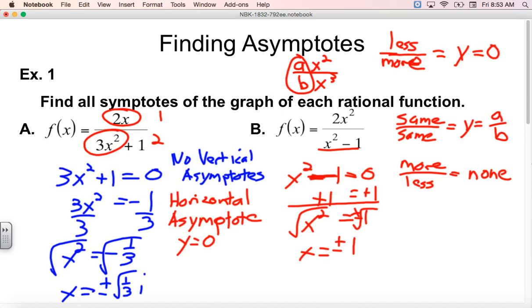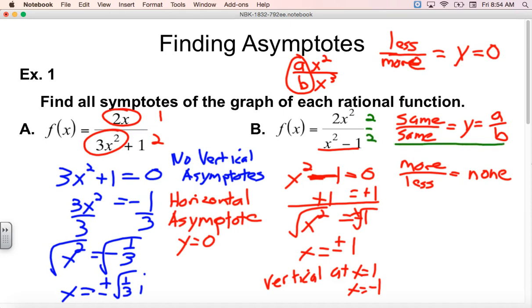All right, so we're going to have vertical asymptotes at x equals 1 and x equals negative 1. All right, so those are 2 of our verticals. Now to find the horizontals, determine whether the degree up top is the same, is less, or is more. So for this one, the degree up top is 2, it's squared, and the bottom is 2. Okay, so it's the same. So it's this situation right here.